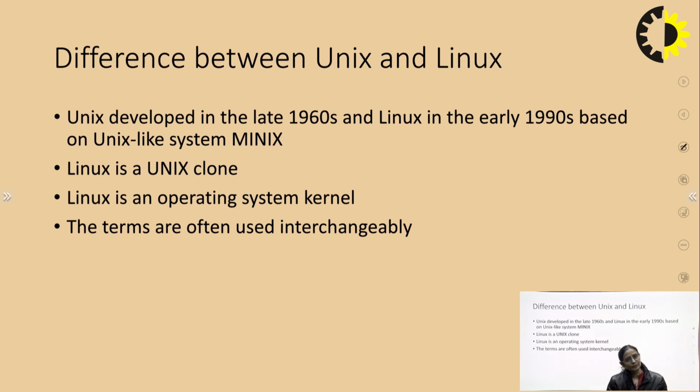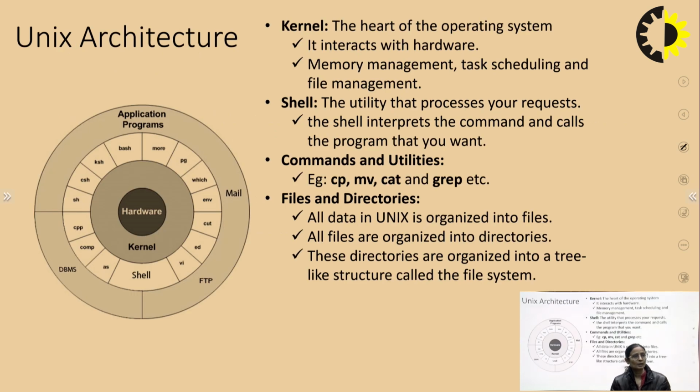So what is the basic difference between Unix and Linux? Unix was initially developed in the late 1960s, but Linux was developed in the early 1990s, so it comes after 30 years of the development of Unix. Linux is a Unix clone, it is an OS kernel, and these terms are often used interchangeably in the market. This is the Unix architecture. If we look at it, we have the hardware, and the OS comprises two parts: one is the kernel and the other is the shell.